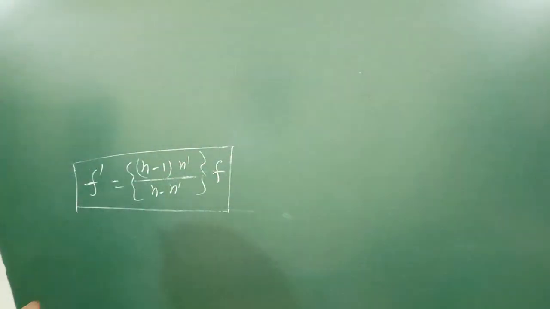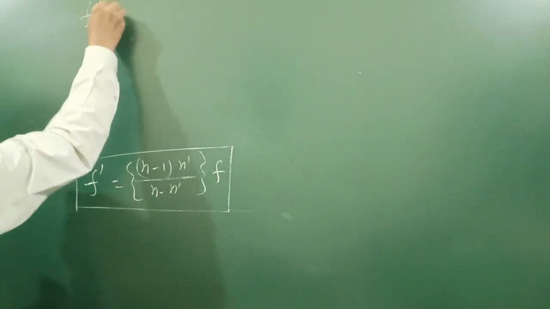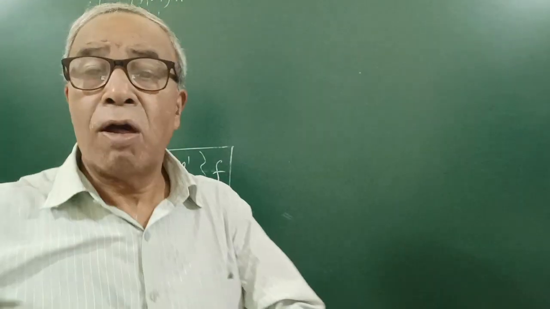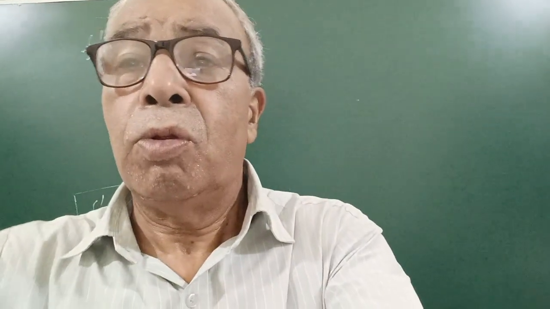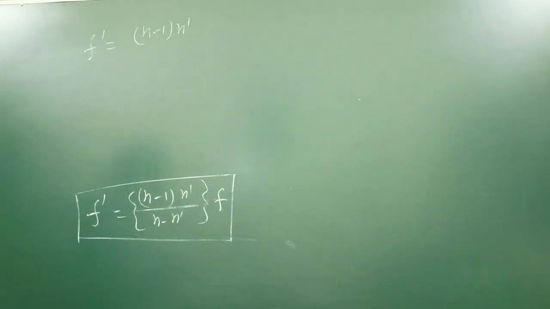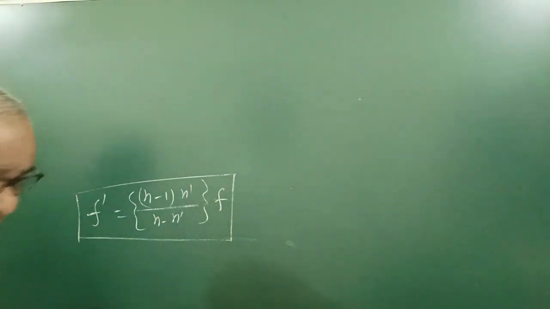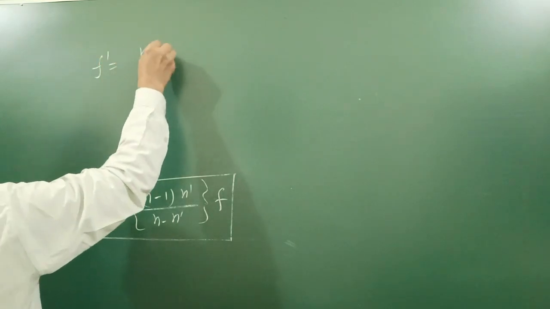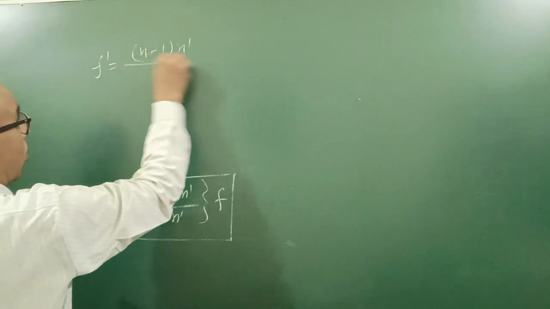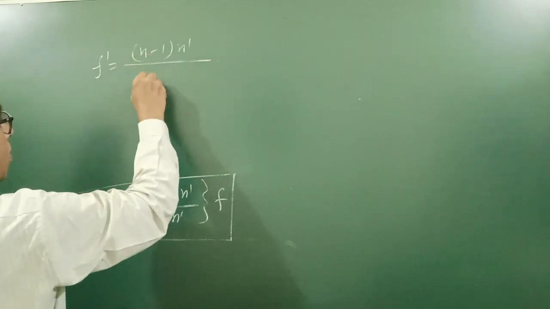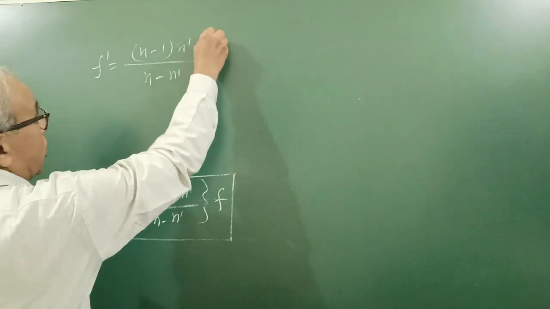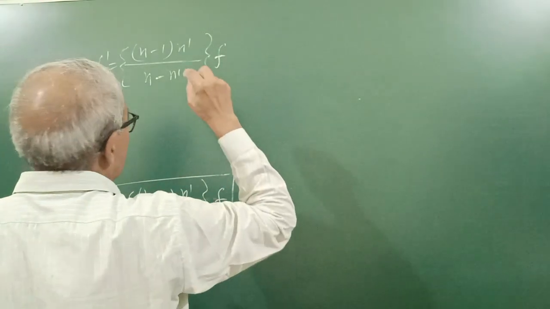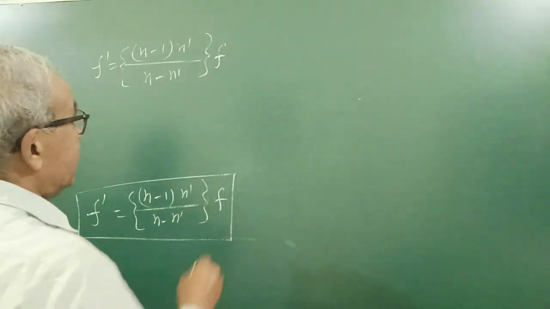So I write here f' = (n - 1)n'/(n - n') into f. Equation 3.